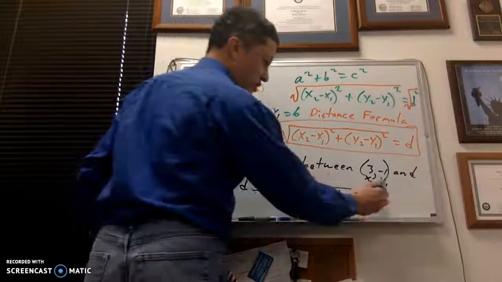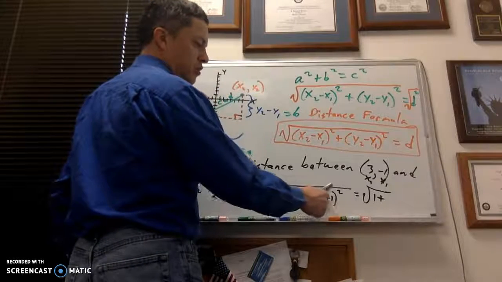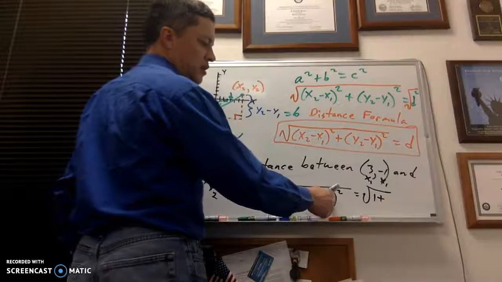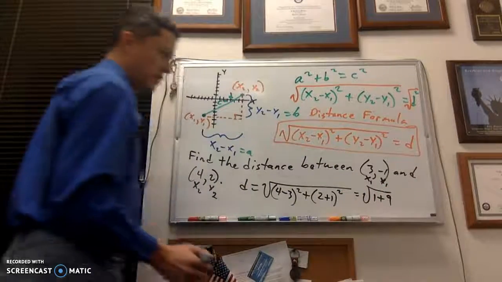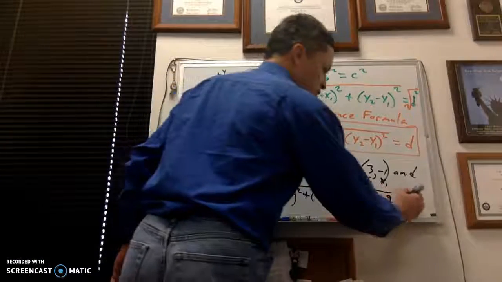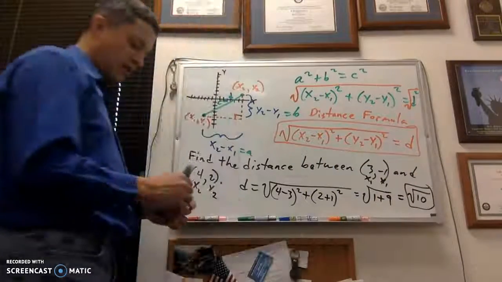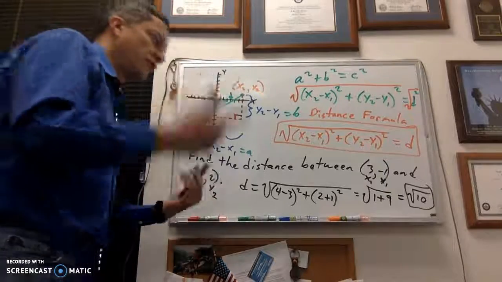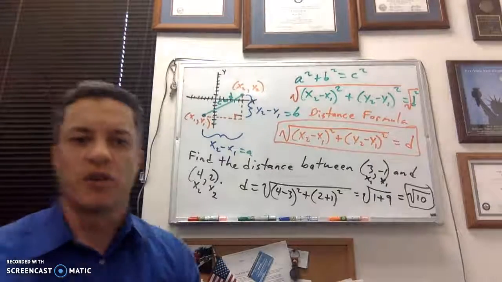4 minus 3 is 1. 1 squared is still 1. Plus 2 plus 1 is 3. That's going to get squared. That'll be 9, right? So we're looking at the square root of 10 as our answer there. Which square rooted, what is that? 3.1 or something like that. But that's how to use a distance formula.